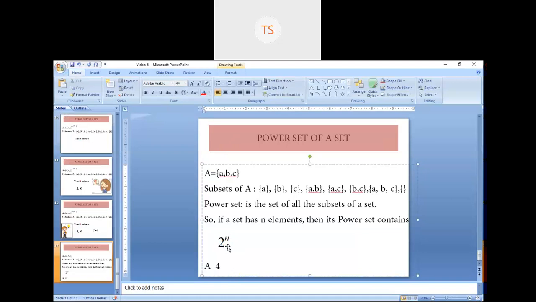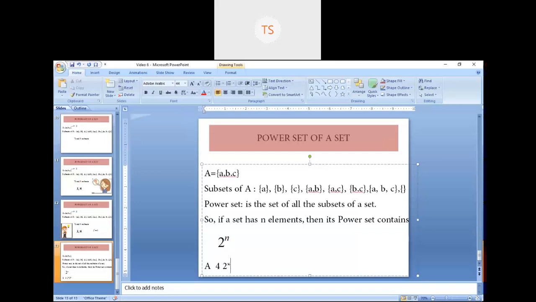So you will have 2 to the power n elements, or you can write 2 into 2 into 2 into 2 is equals to 16 elements. So if you have a set with 4 elements, then without writing all the subsets, you can say that yes, it must have 16 subsets. While writing the subsets, you can use this formula and you can verify. Suppose you have a 3 element set, then you must have 8 subsets. Suppose you are writing 7, that means you have missed one subset somewhere, so you can again look for that subset.